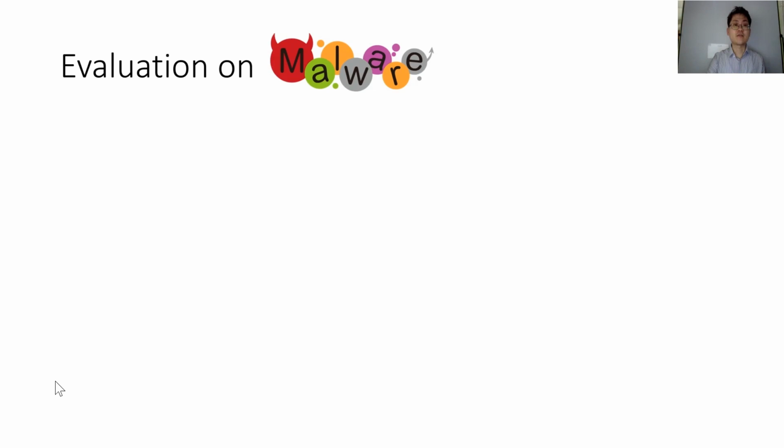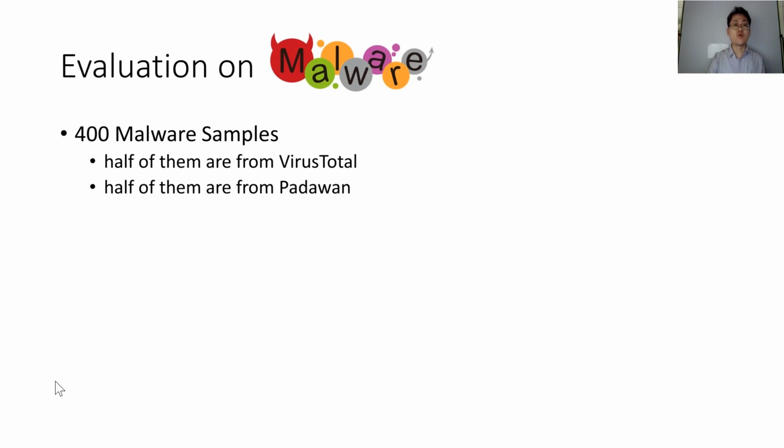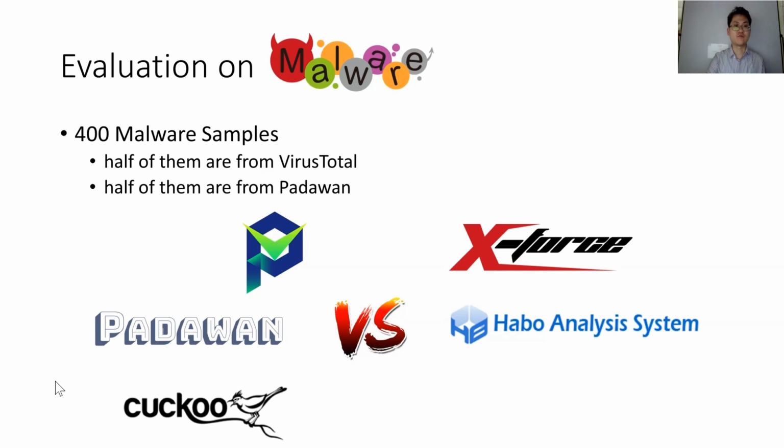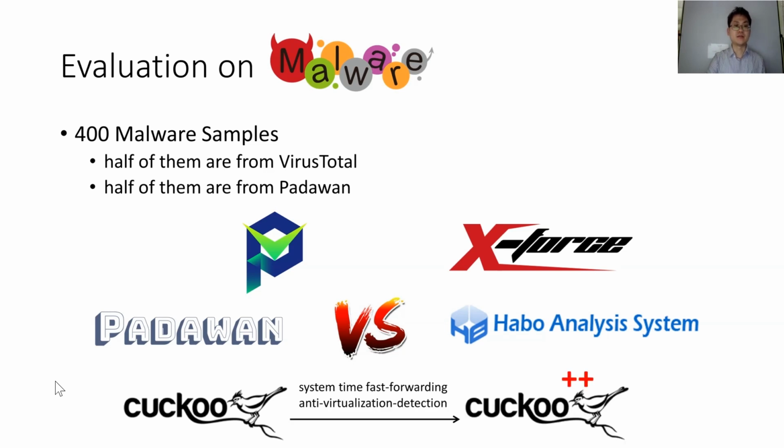The second set of experiments is to evaluate PMP with the real-world malware samples. We use 400 malware samples. Half of them are acquired from VirusTotal, and the other half fall into the set of malware used in the Pandora project. We compare the malware analysis result of PMP with that of other malware analysis tools, including Pandora, Aafer, Cuckoo, as well as X-Force. Besides, we implemented 2 popular anti-evasion methods, that is, system time fast-forwarding and anti-virtualization detection, as extensions to Cuckoo. We named the extended system Cuckoo++.